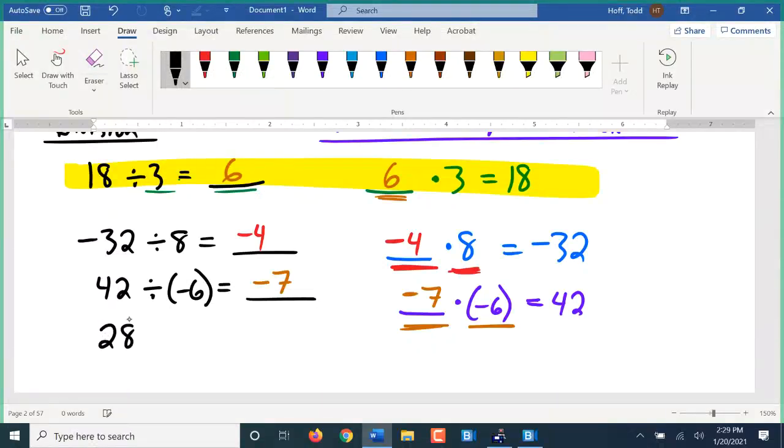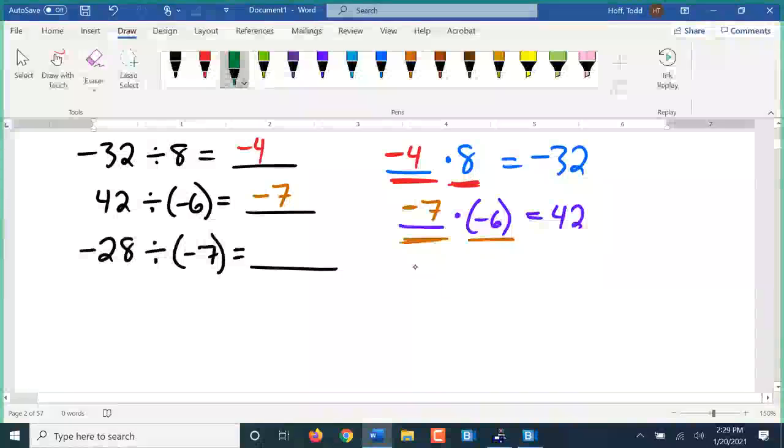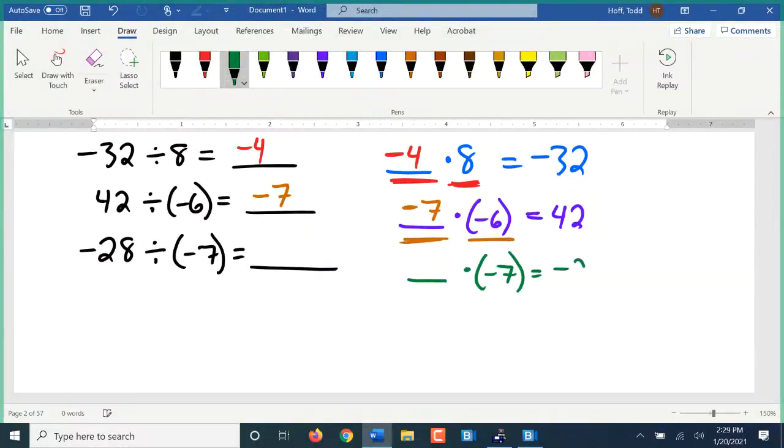And of course, negative 28 divided by negative 7. A related multiplication problem. What number times negative 7 is negative 28?